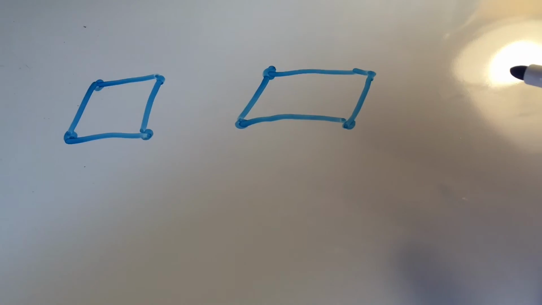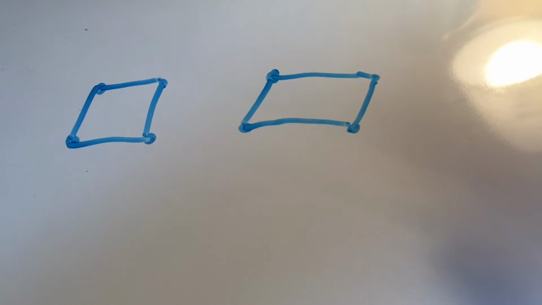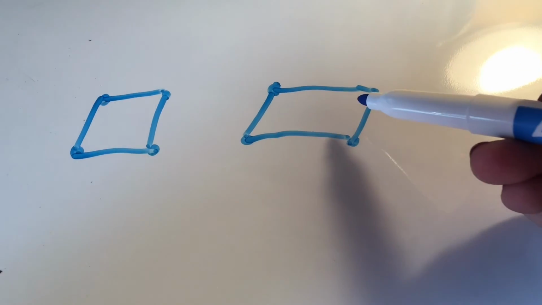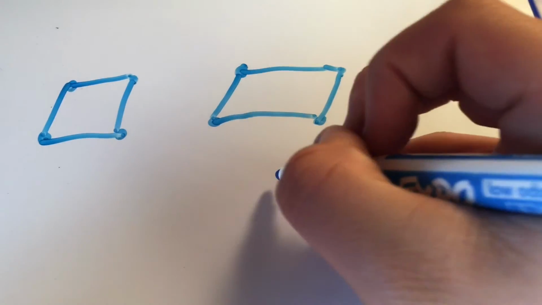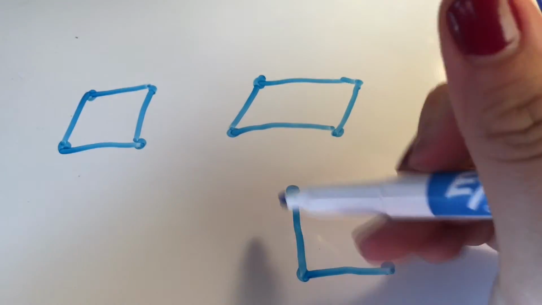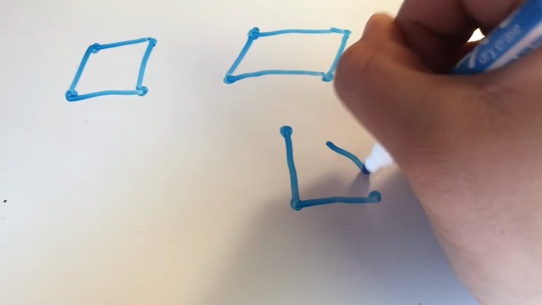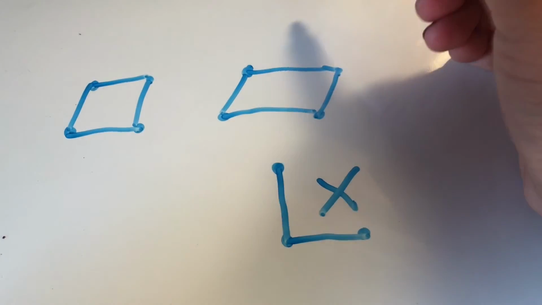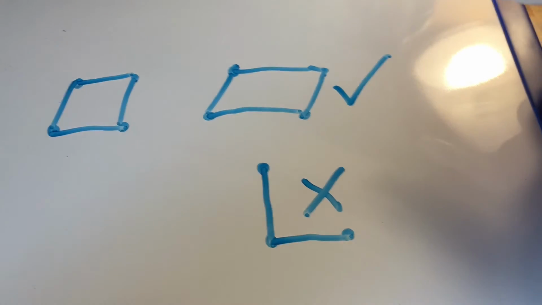So remember, when we are drawing our quadrilaterals, it has to be a closed four-sided shape. It cannot be any open shape. It has to be closed. This doesn't work, and these work.